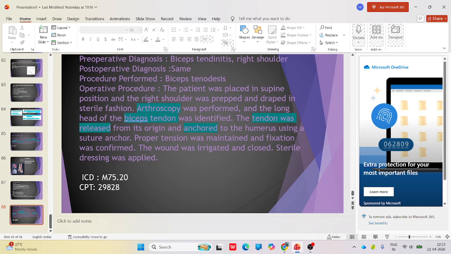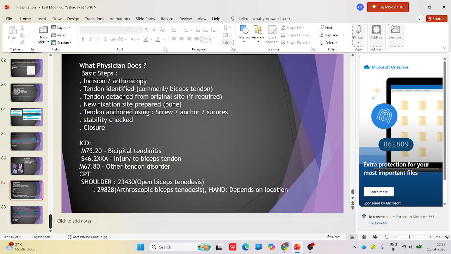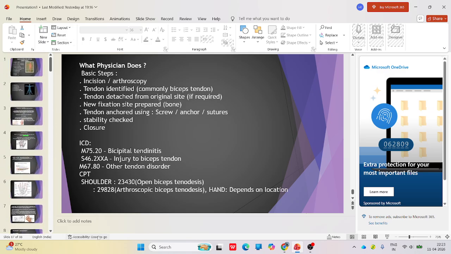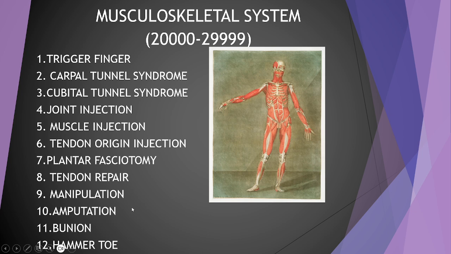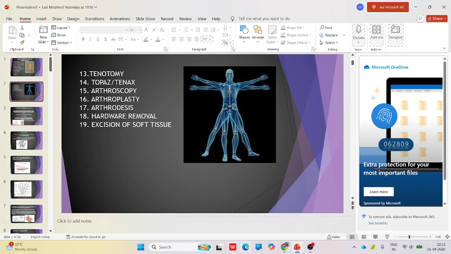And in the next, this one is the tendon transfer, tendon graft. We have all completed the tendon repair topic. Okay, we have completed the tendon repair. So now in the next video, we'll continue the manipulation, amputation procedures, and after that the bunion procedure, hammer toe, and the next tenotomy and all these procedures. So one by one. So today the tendon topic has been completed.